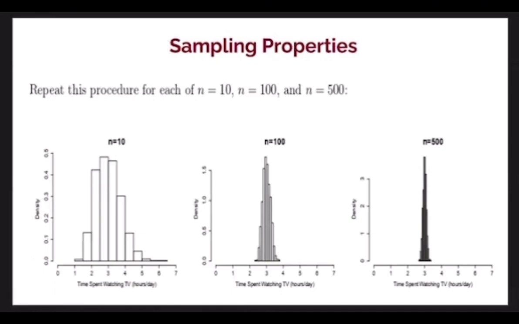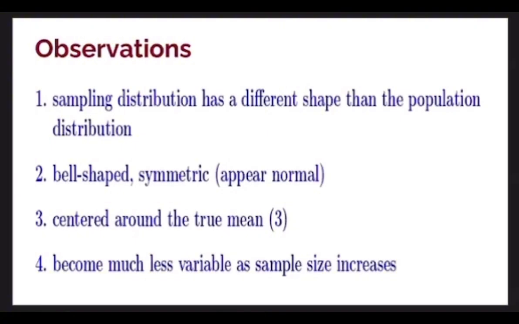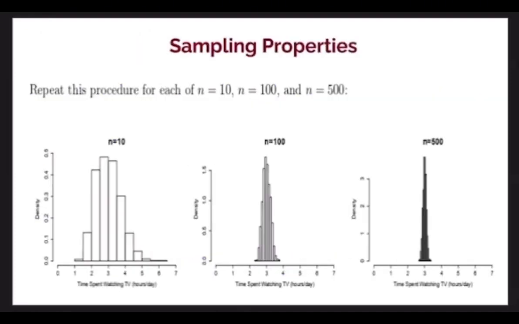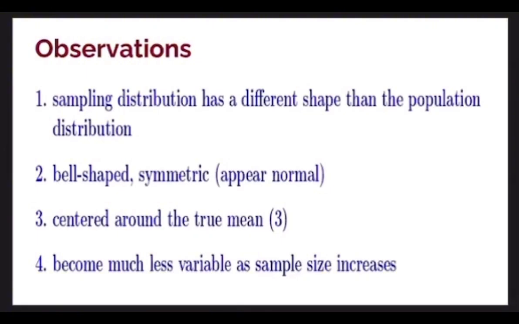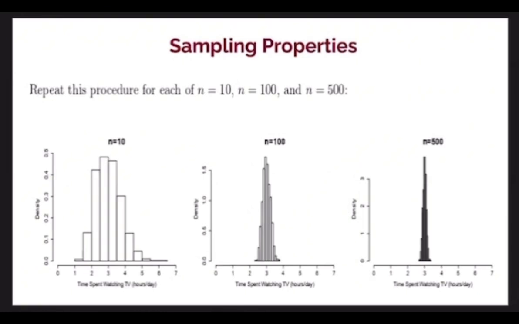Now, observation continues. Number one, I said our sampling distribution has a different shape than the population distribution. And the sampling distribution is going to have a different shape depending on the sample size. The more sample you take, the closer you are to the truth. That's what we mean. Okay, now the second one: it's going to have a bell shape, going to appear normal, and that will be centered around 3. As you can see, all of that is centered around 3.